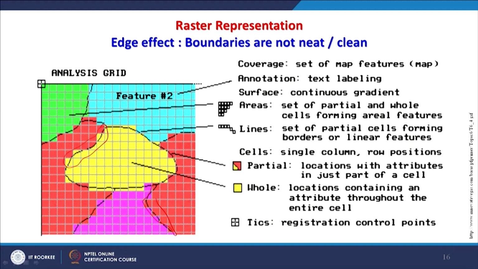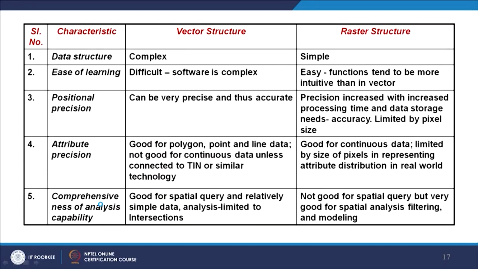However, if we improve the spatial resolution or get high spatial resolution data, then you would not notice this much error. So, in a complete comparison through a table, we will go one by one. These are the characteristics: vector data structure, raster data structure. In summary, the raster data structure is simple compared to vector, which is complex.